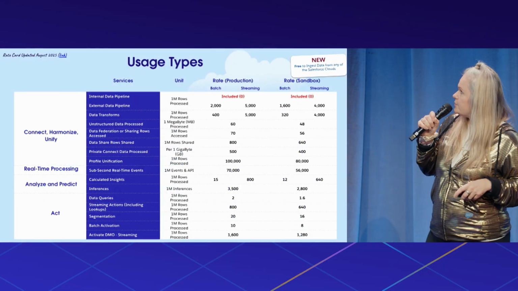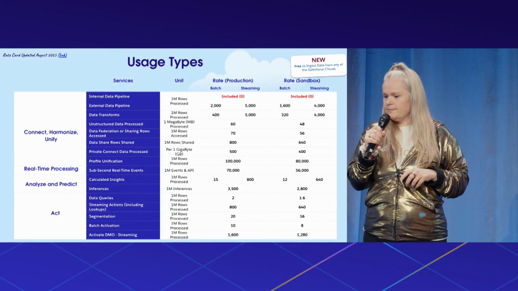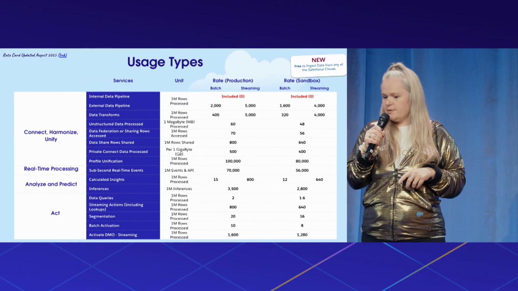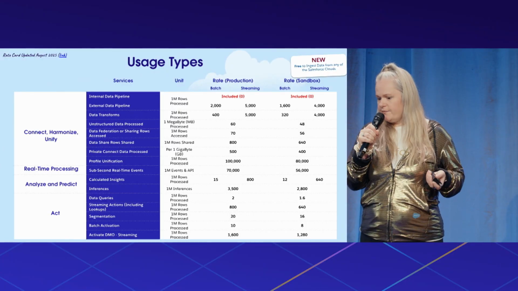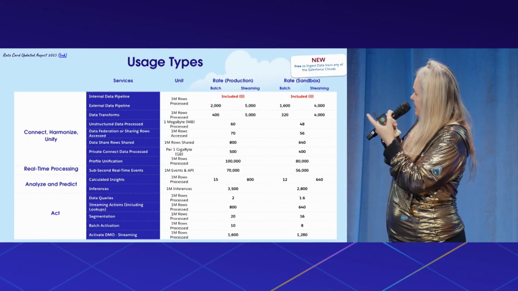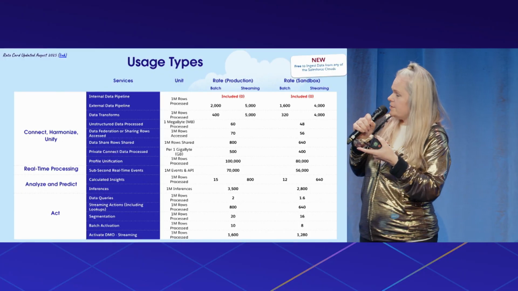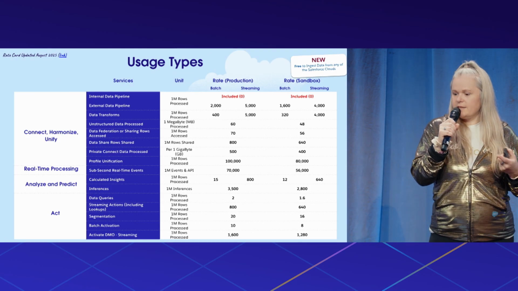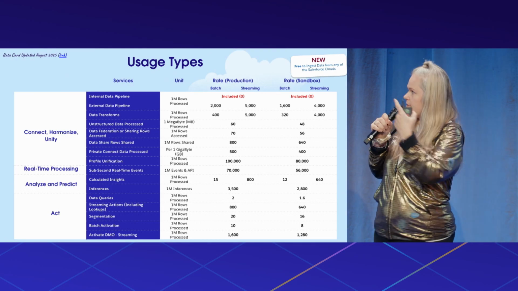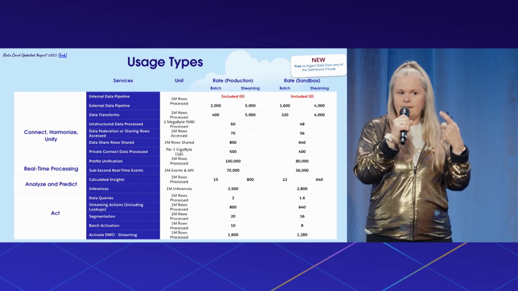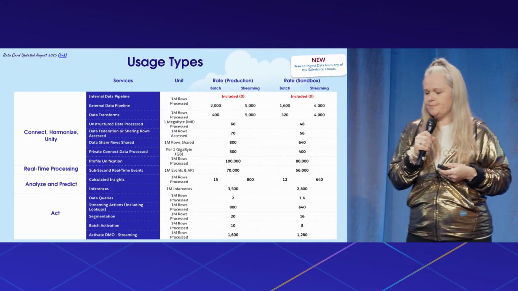Here's a table that shows some example usage types. You get your connecting, harmonizing, and unifying. The one thing that should stand out here is the profile unification. That is your identity resolution. That's going to take the most credits. It's lower within a sandbox, but sandboxes do still use credits.